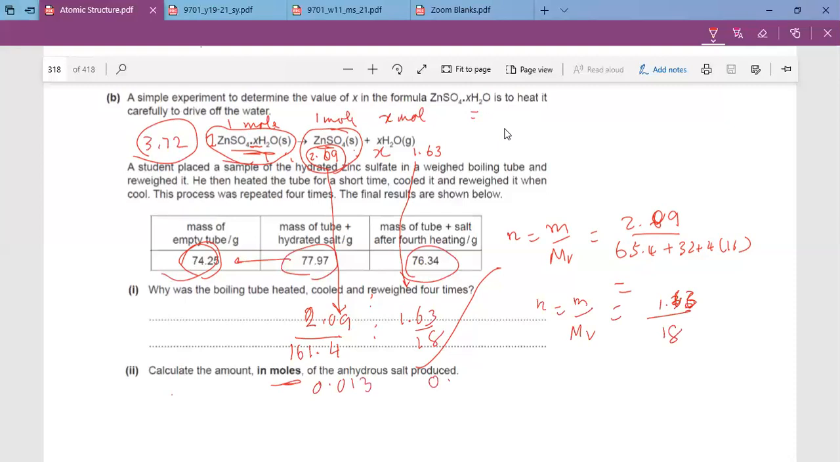So divide by the smallest number. Divide by 0.013. So the ratio now is 0.091 and this is 0.013. This 1 is to how much? This is 7 here. So X is equal to 7. Now this is a favorite question for your practical, so you can find X here.